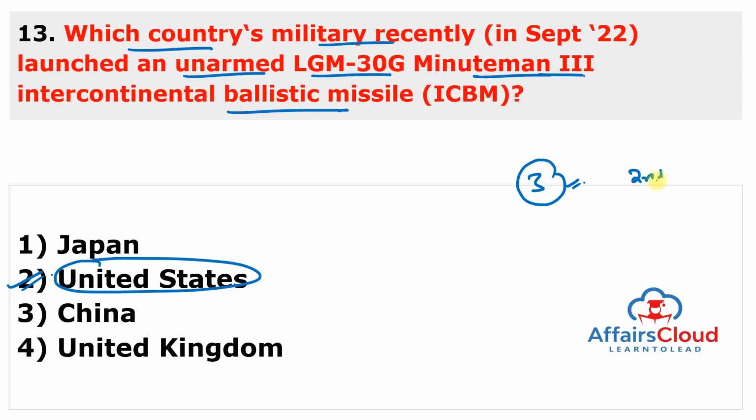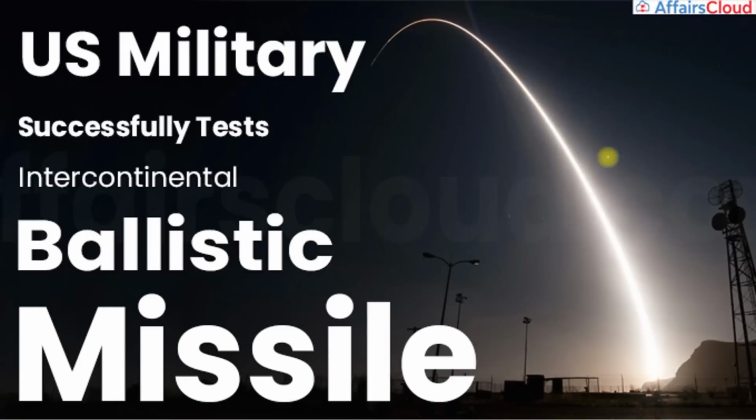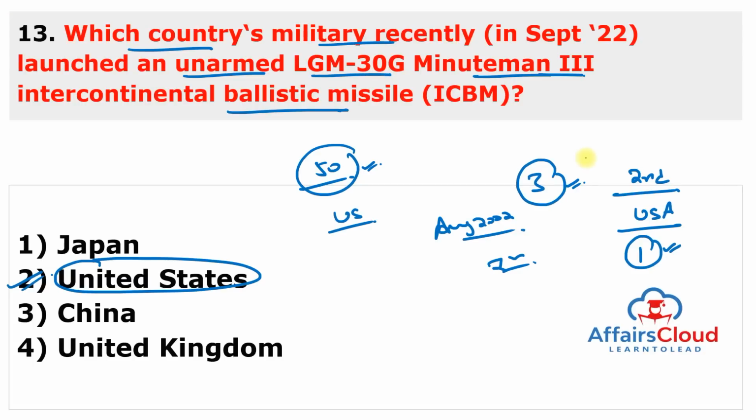And this is the second test by the United States of America in less than 1 month, after the launch of the Minuteman III intercontinental ballistic missile in the month of August 2022, which was postponed twice. The Minuteman III has been in service for 50 years, and it is currently the only land-based intercontinental ballistic missile in the United States nuclear arsenal. So, just remember, the US military successfully tested an intercontinental ballistic missile, and the name of this missile is LGM-30G Minuteman III.